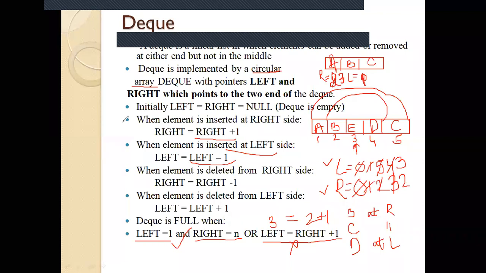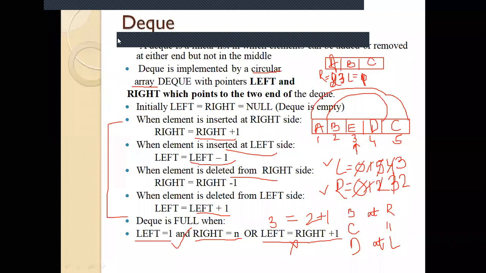Okay? So you just need to remember these things, that whenever element is to be inserted at the right side, right would be incremented, and whenever you have to delete from the right side, right would be decremented. And on the left hand, if you want to insert, it would be decremented, but if you want to delete, it would be incremented. And the other thing is that you need to remember that this is a circular array. Fine.